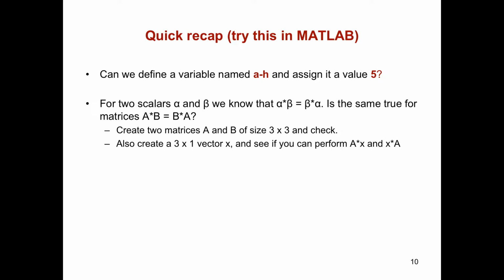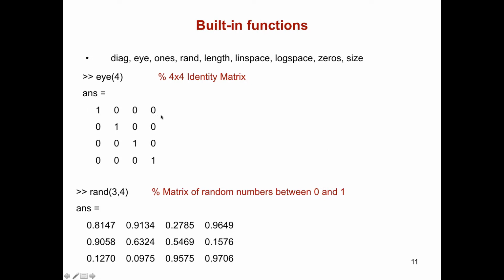And we know also that multiplication of two scalars is commutative, so I can do them in any order. But for matrices, that's not necessarily the case. So create yourself an example. Give yourself two matrices, A and B. Let them both be 3 by 3. And check whether A times B is B times A. So the way you multiply matrices is also by using times.